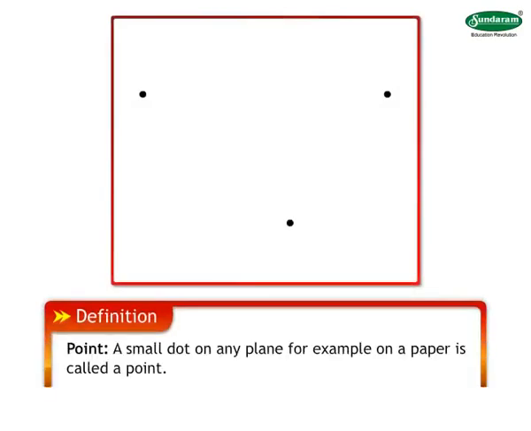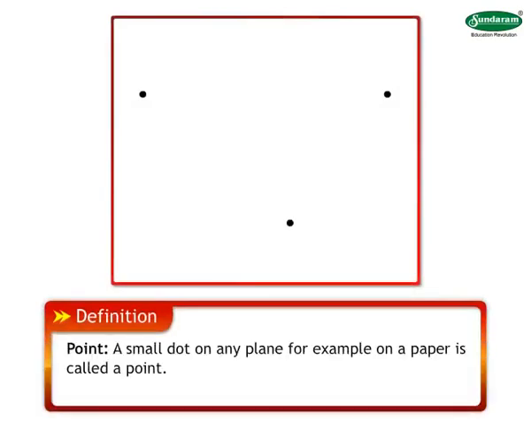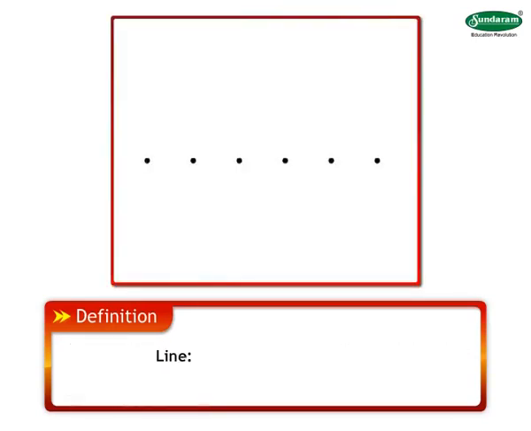Point. A small dot on any plane, for example on a paper, is called a point. Points are usually denoted by some alphabet A, B, P in geometry. Line. Line is a collection of points.